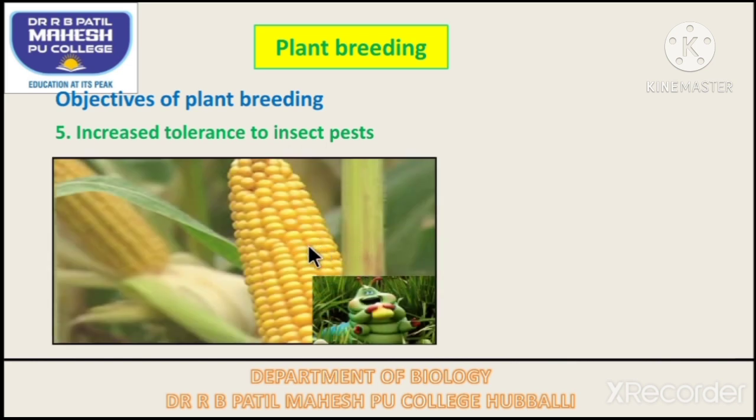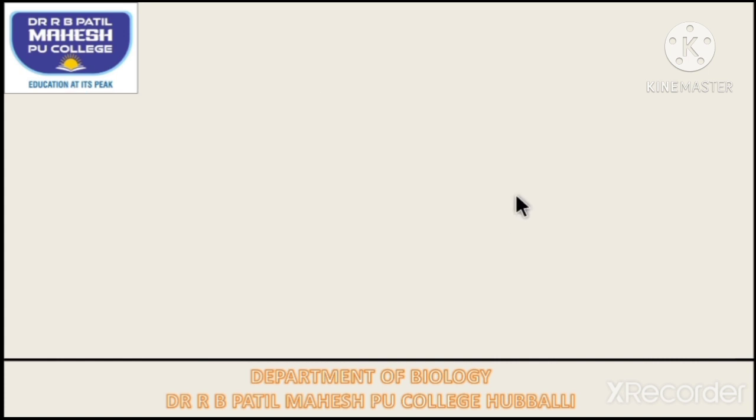We have to make plants even resistant to insects. See here, this is a corn plant and this is the insect called the corn borer, and usually our corn yield gets decreased because of this insect. Now we have developed plants in such a way that this corn borer will not consume the corn.